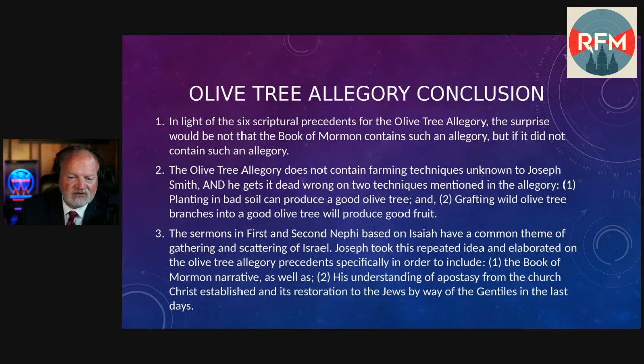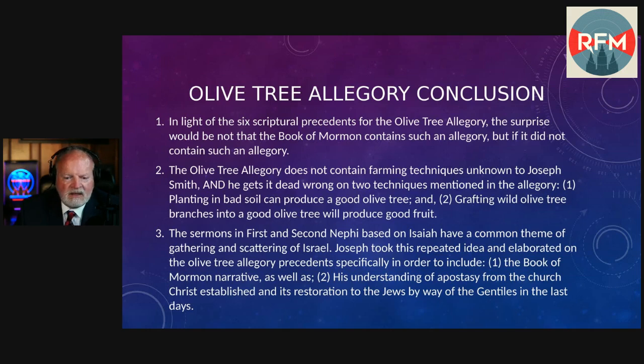Number 2, the olive tree allegory does not contain farming techniques unknown to Joseph Smith. And he gets it dead wrong on 2 techniques mentioned in the allegory relating to olive trees. Number 1, planting in bad soil can produce a good olive tree. That's something he got wrong. That's something that's in the allegory, and it violates botanical principles. And number 2, the second thing he got wrong was the idea that grafting wild olive tree branches into a good olive tree will produce good fruit.